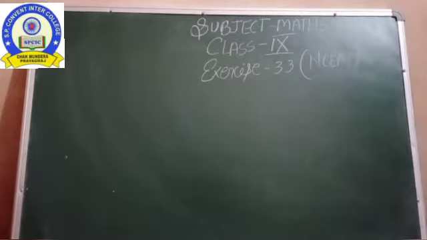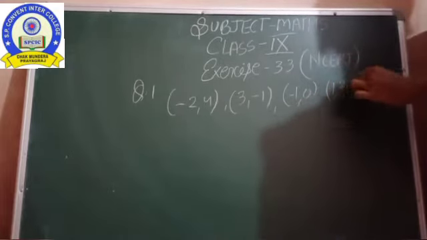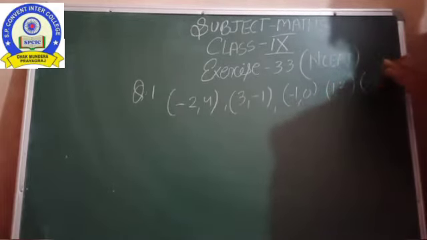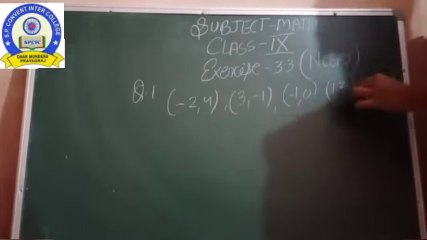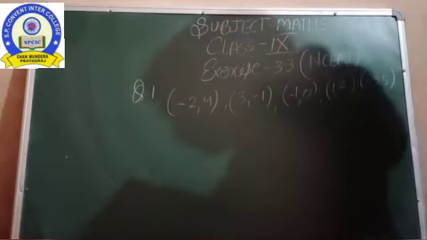in which quadrant or on which axis do each of the points (-2, 4), (3, -1), (-1, 0), (1, 2) and (-3, -5) lie? Verify your answer by locating them on the Cartesian plane.